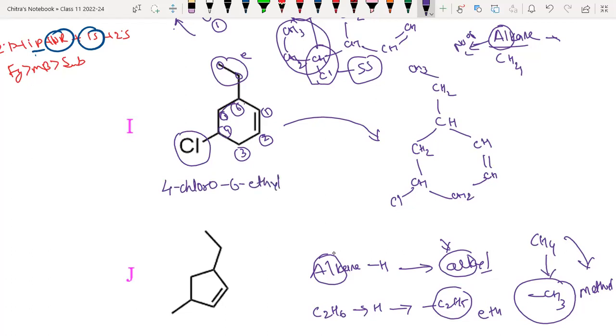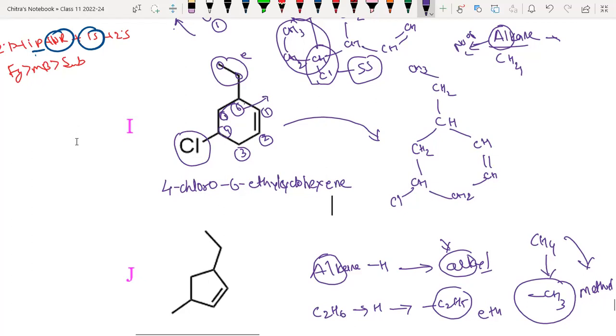Okay. Then after that it is a cyclic one. So we have to use cyclo for that. Cyclo, CYCLO. Then how many carbons on the cyclic carbon chain? 6. So for 6 we have to write hex, cyclohex. And on the first we have a double bond, so you can directly write ene. So 4-chloro, 6-ethyl cyclohexene is the name for this. Okay. Shamhita, understood, beta?